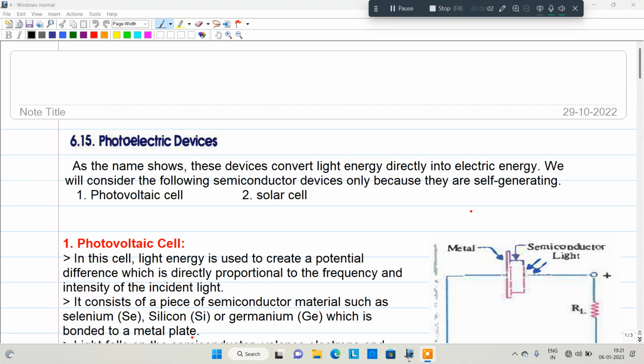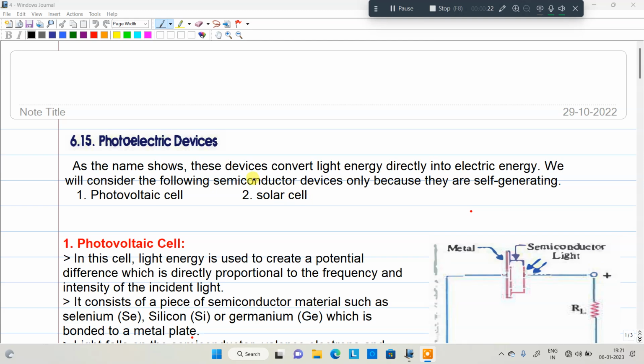Hi everyone. Next we are moving to the photoelectric devices. Okay, this is the last video from the unit 6 energy sources. With that we completed the energy sources. So here, photoelectric devices.